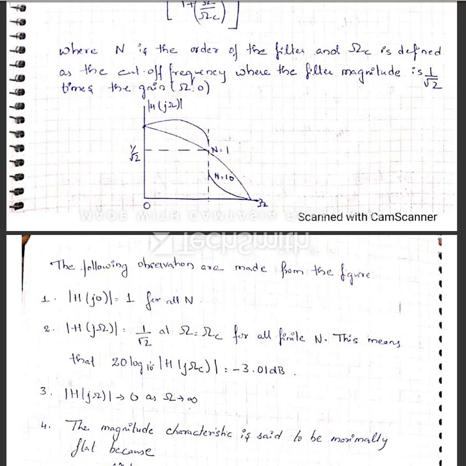That means 20 log base 10 of this is equal to minus 3 dB. At omega equal to omega c, the magnitude of the frequency response will be equal to 1 by root 2, so the power is diminished by 3 dB. This frequency response will gradually come down to 0 as omega approaches infinity.